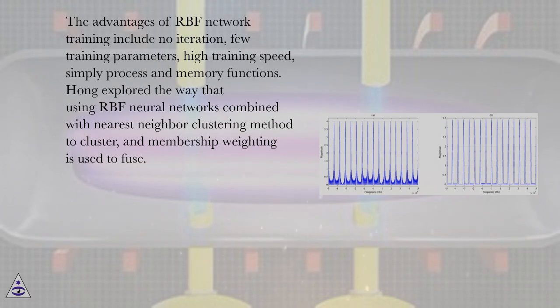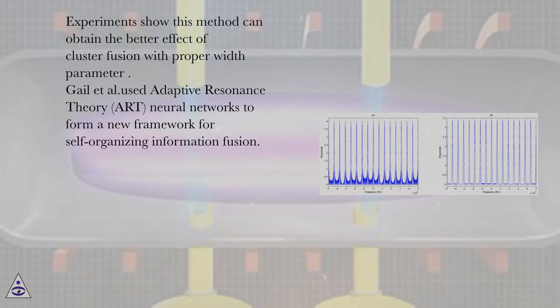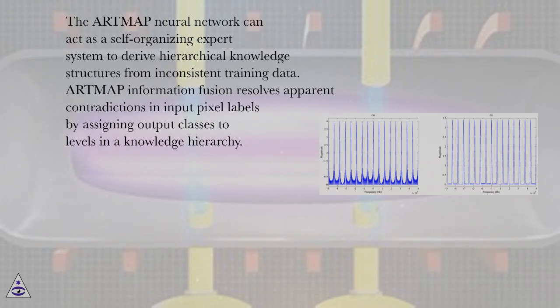Hong explored the way of using RBF neural networks combined with the nearest neighbor clustering method to cluster, and membership weighting is used to fuse. Experiments show this method can obtain a better effect of cluster fusion with a proper width parameter. Gale et al. used adaptive resonance theory, ART, neural networks to form a new framework for self-organizing information fusion. The ARTMAP neural network can act as a self-organizing expert system to derive hierarchical knowledge structures from inconsistent training data. ARTMAP information fusion resolves apparent contradictions in input pixel labels by assigning output classes to levels in a knowledge hierarchy.